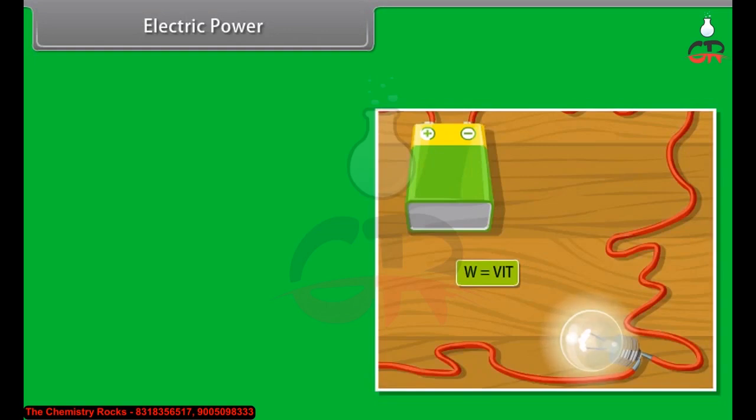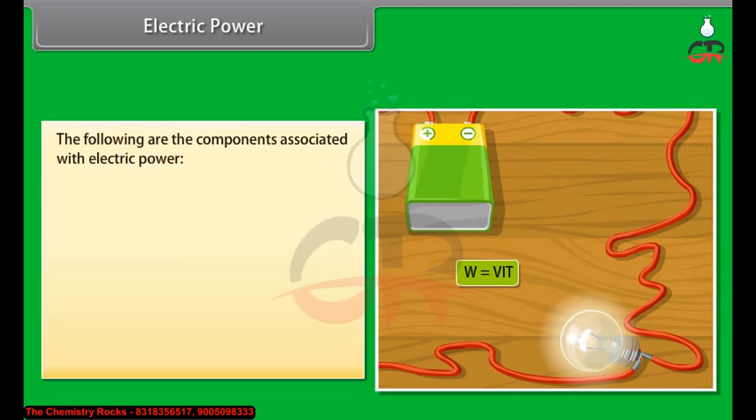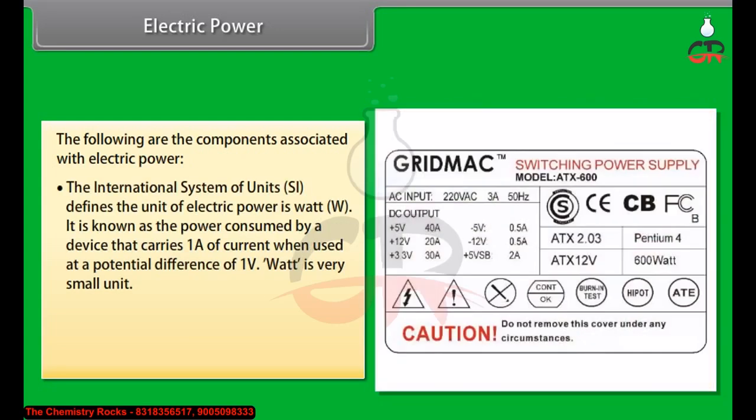Electric power. Electric power is the rate at which electric charge is transferred by an electric circuit. This is commonly known as electric power. The following are the components associated with electric power. The International System of Units, SI, defines the unit of electric power as the watt, W.